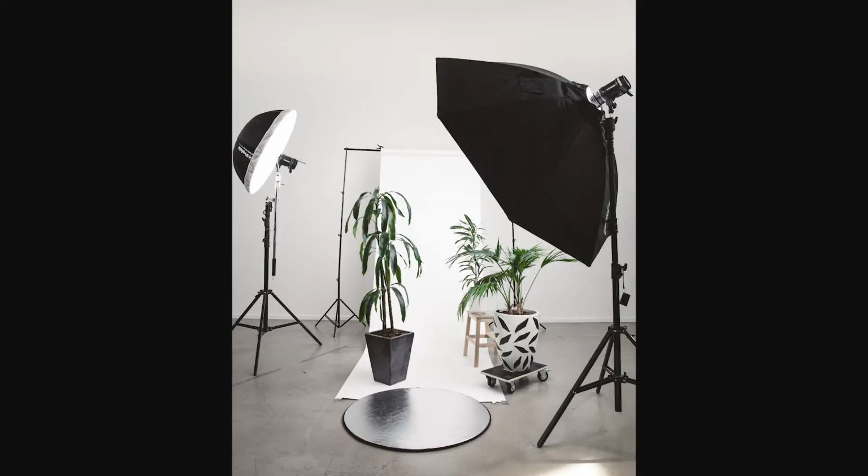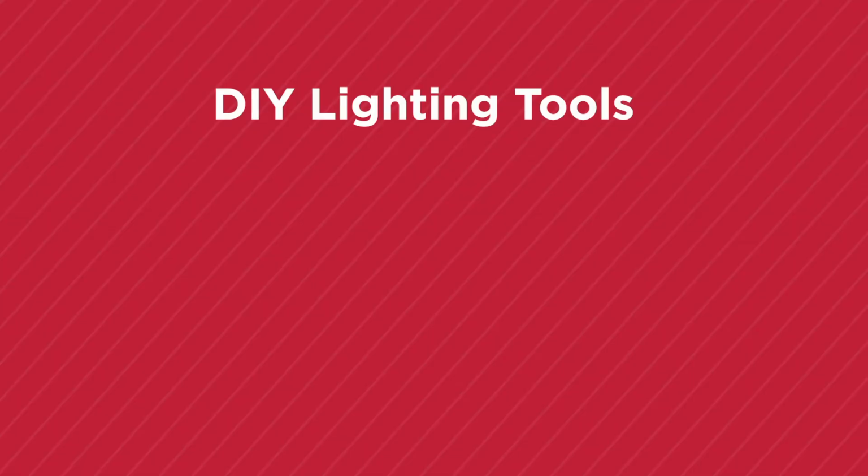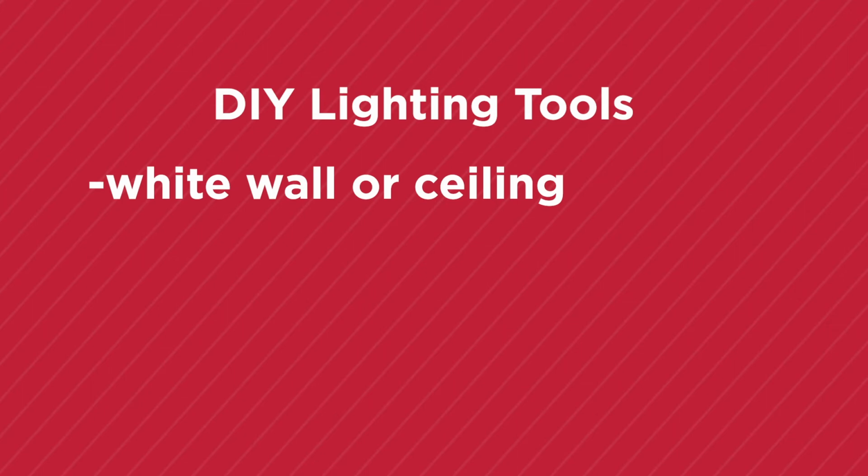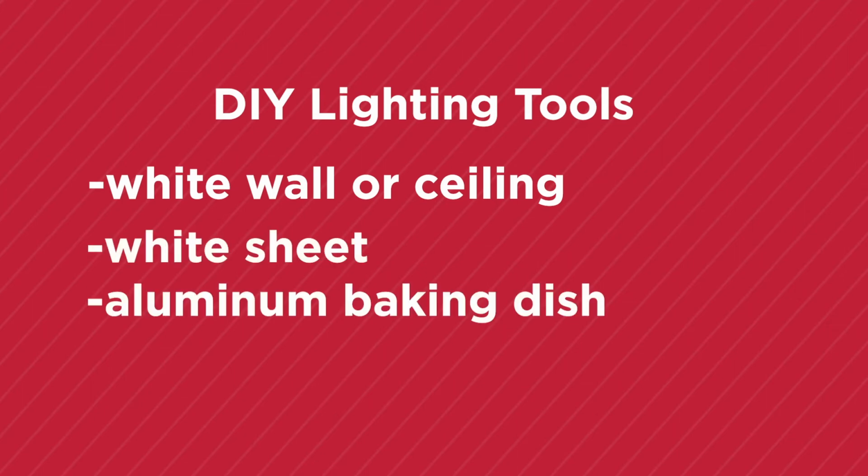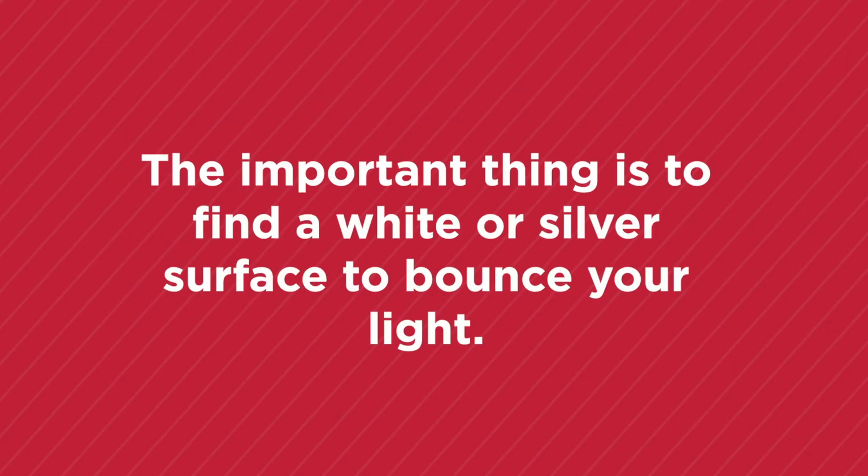Another concept I'd like to talk about is bouncing light. And this is essentially where you take your main light source and you redirect it to a reflective surface. And this just creates a softer, more even light. And this is a great way to create a fill light if you don't already have one. And some great DIY ways of bouncing your light would be to use a white wall, a white ceiling, a white sheet, an aluminum baking dish. But the important thing is to try to find a white surface, or a silver can also work pretty well. Just depends on what you're going for and what you want to do.